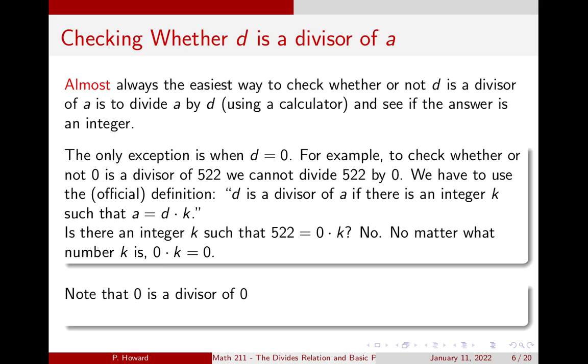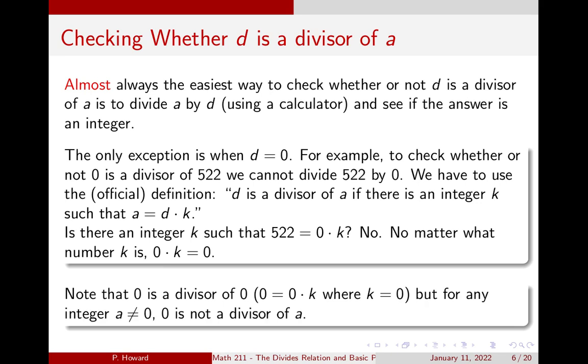0 is a divisor of 0, but as this previous example shows, for any non-zero integer a, 0 will not be a divisor of a.